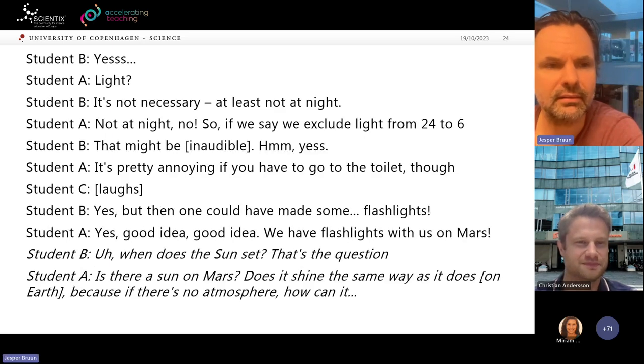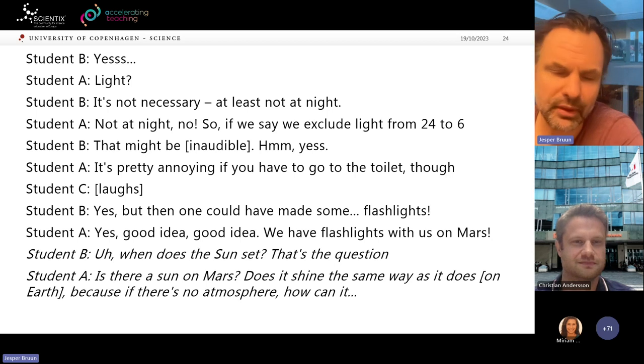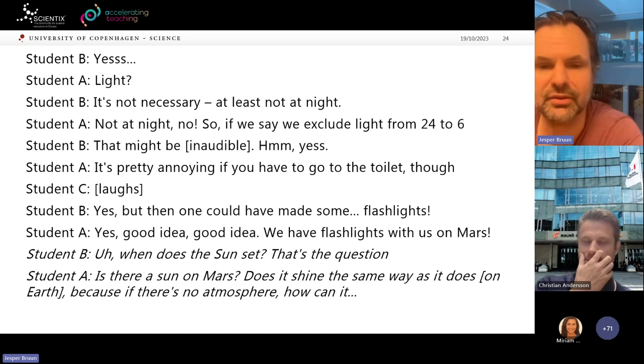What about light? It's not necessary, at least not at night. Not at night, no. Okay, so we say we exclude light from 24 to 6. From midnight to 6 o'clock. That might be, and then we don't know what she's saying. Yes, it's pretty annoying though, if you have to go to the toilet. And then student C, who we haven't heard from before, laughs. Yes, but then we could have some flashlights. Yeah, that's a good idea. We have flashlights with us on Mars.